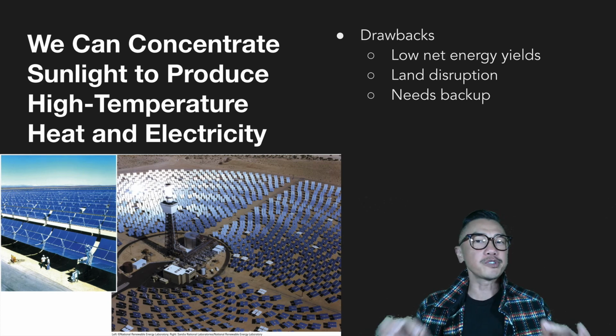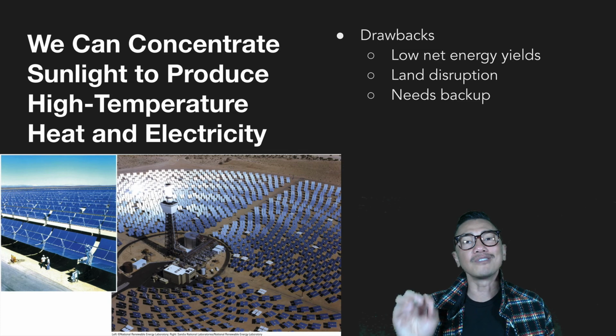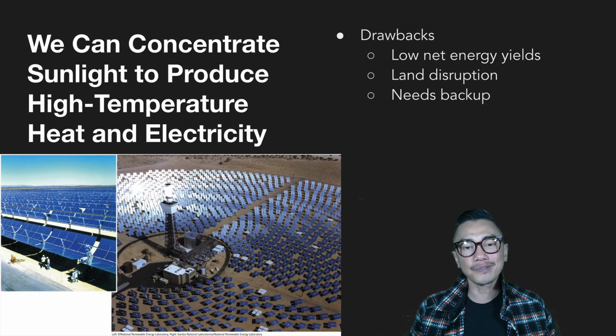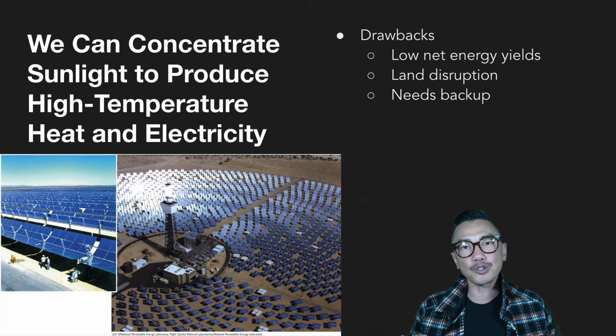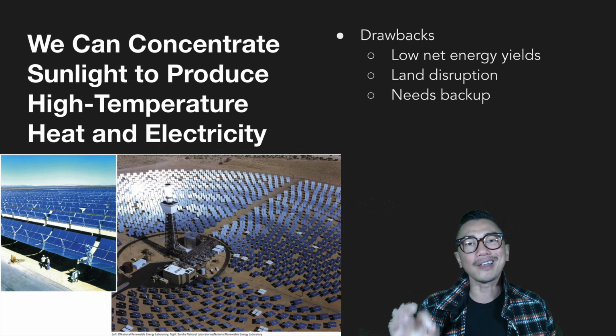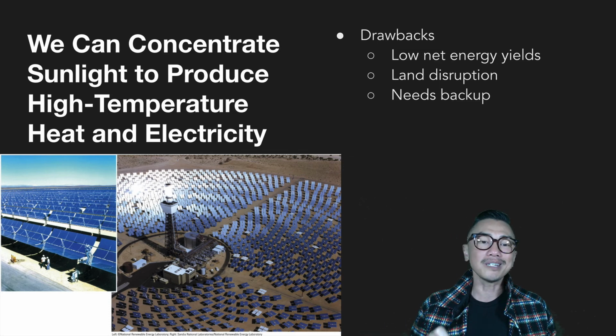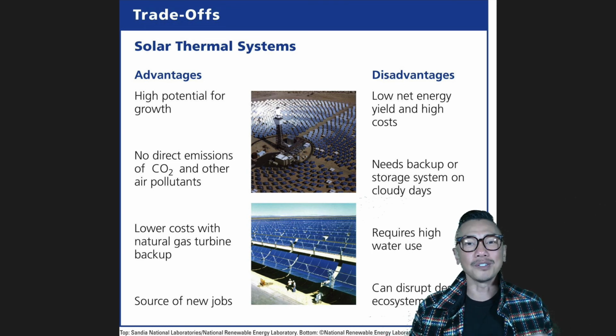Solar thermal systems also have their drawbacks. These systems have low net energy yields. A lot of work and energy go into the production of electricity. These systems can cause habitat disruption, especially in deserts that don't recover quickly. These systems also need a backup for evenings or cloudy days. This table summarizes the pros and cons of solar thermal systems.